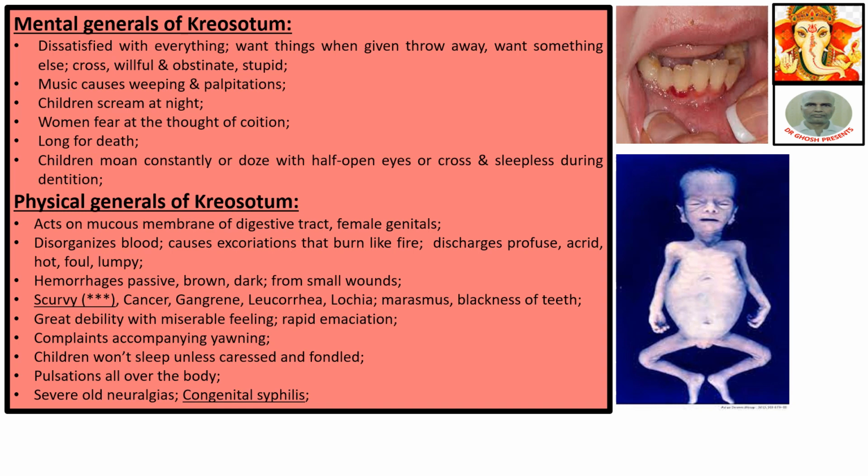Physical genus of Kreosotum: acts on mucous membrane of digestive tract, female genitals. Disorganizes blood, causes excoriation that burn like fire, discharges profuse, acrid, hot, foul, lumpy. Hemorrhages passive, brown, dark from small wounds. Scurvy. On the right hand side, this picture of scurvy is given.